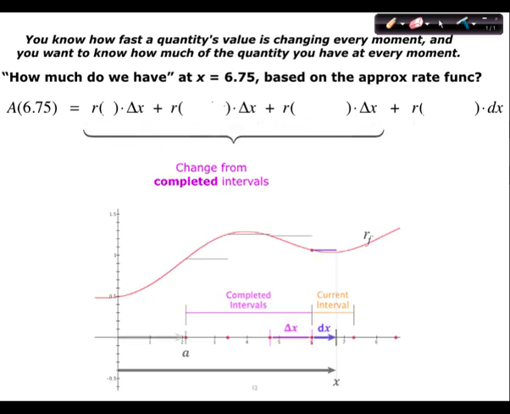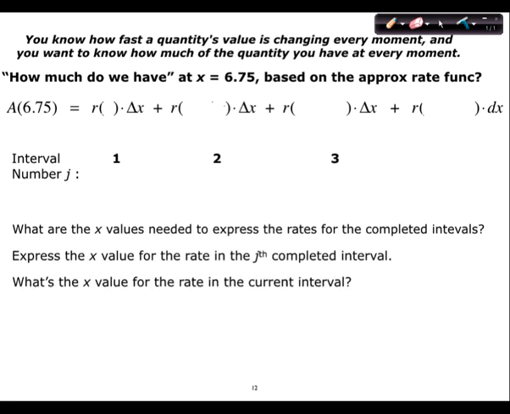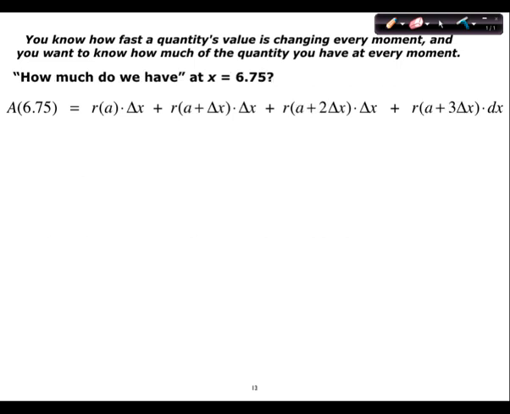Okay, so then we figured out last time the x coordinate in the jth completed interval. Do you remember doing this? What was it? How do we get to the x coordinate of the jth interval? Remember what that was? Right, a plus j minus 1 delta x's. So to get to the left side of any completed interval, you go a plus j minus 1 delta x intervals, where j is just the interval number.